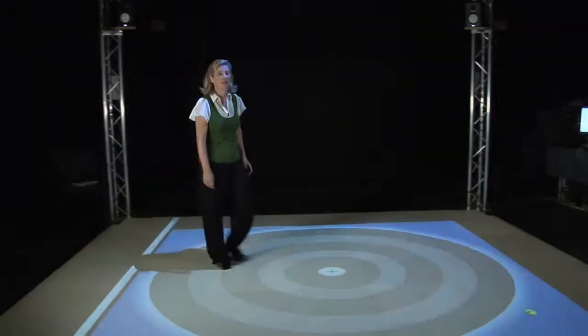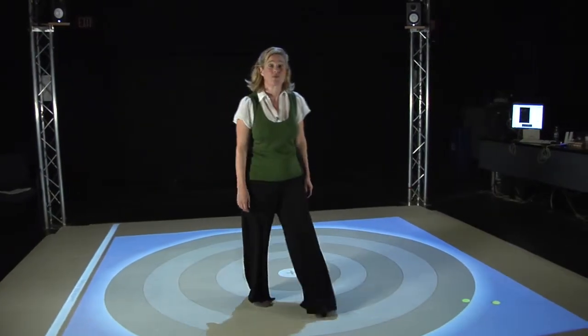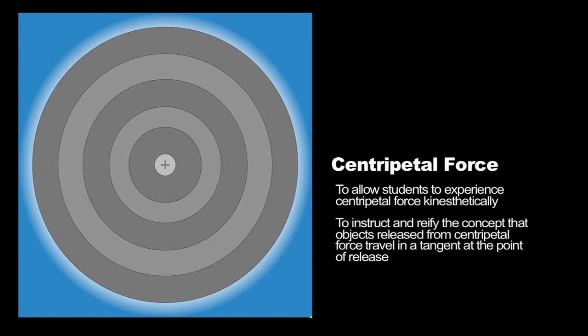Welcome to SMALLab, an embodied learning environment. SMALLab is a platform where physical action meets targeted learning. There are two goals in this 2-day-long scenario. The first is to allow students to experience centripetal force kinesthetically with body movements. The second is to instruct and reify the concept that objects that are released from centripetal force travel in a tangent at the point of release.